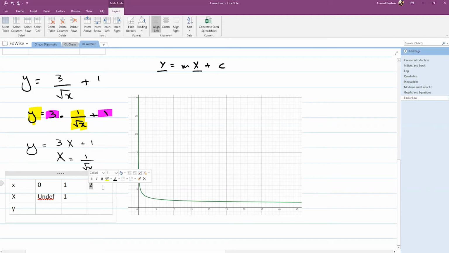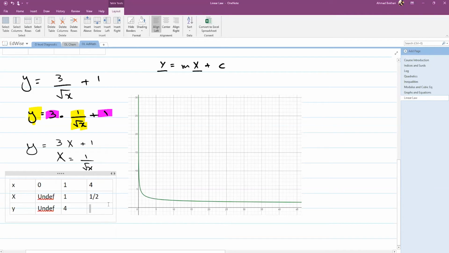So what will I do? I'll choose a value that I can easily plug in. So let me choose 4. Now 1 over square root of 4 is 1 by 2, and that I can easily plug in, right? So now y is undefined here. Here y is going to be 3 times 1 plus 1, which is 4.